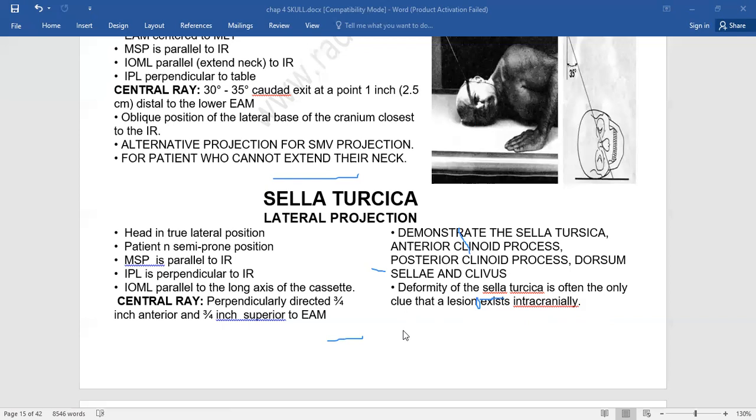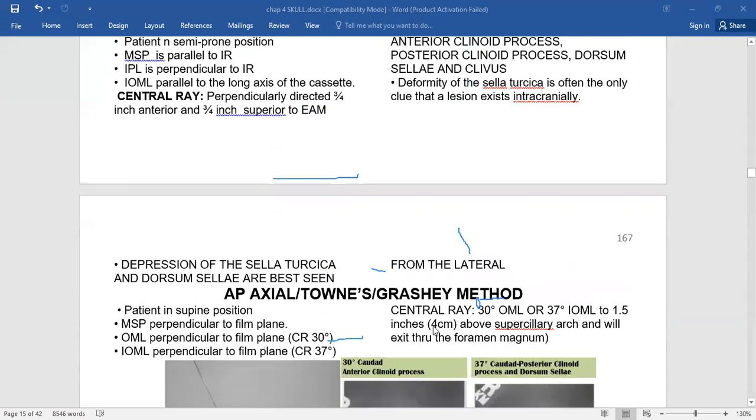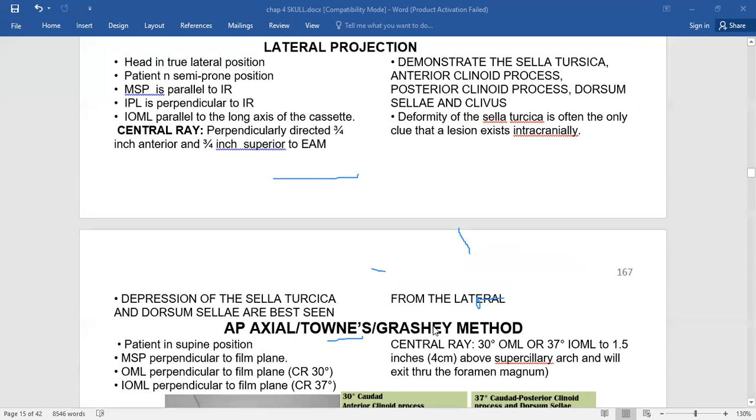So ito lang daw yung pinaka-common, pinaka-obvious na palatandaan na merong lesion na nag-exist intracranially kapag nag-deform yung sella turcica as it can be seen dun sa ating lateral projection. Also, depression of the sella turcica and dorsum sellae are best seen from the lateral projection. So kapag bumaba siya sa kanyang normal na placement, yung sella turcica at dorsum sellae, makikita siya sa lateral projection.